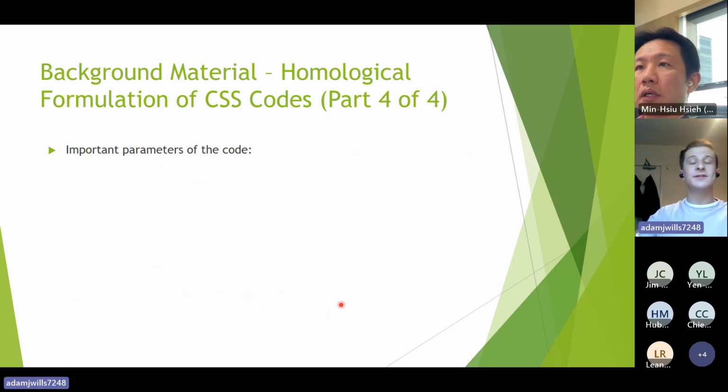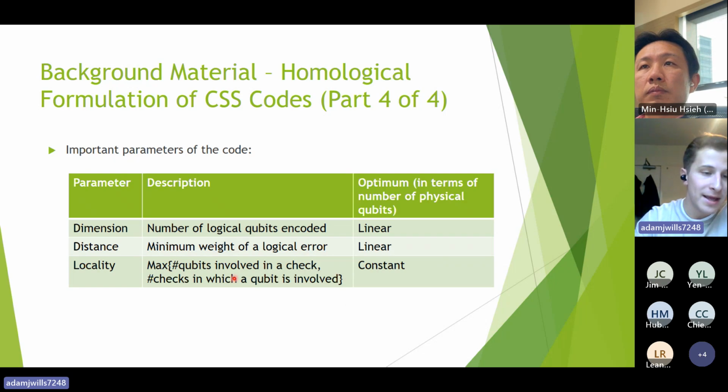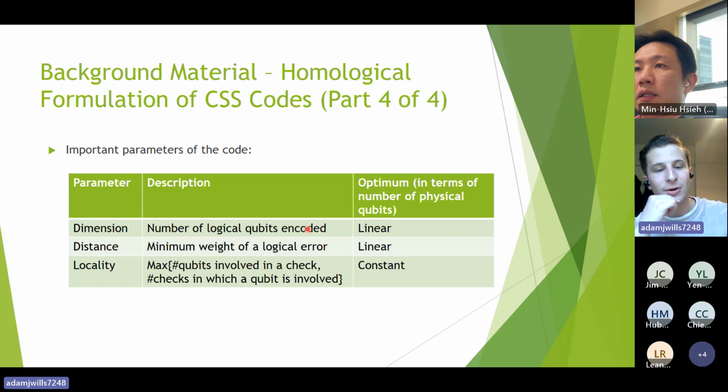But before I go on to talk about some of those more homological constructions, let me talk about some parameters of code, all of which you can extract from the chain complex representing the code. So the important parameters for now are going to be dimension, distance, and locality. The fourth parameter, soundness, I'm going to talk about when I come on to local testability. So dimension and distance will be most familiar to people. Dimension is simply the number of logical qubits encoded. So that was the K I mentioned: K logical qubits encoded into N physical qubits.